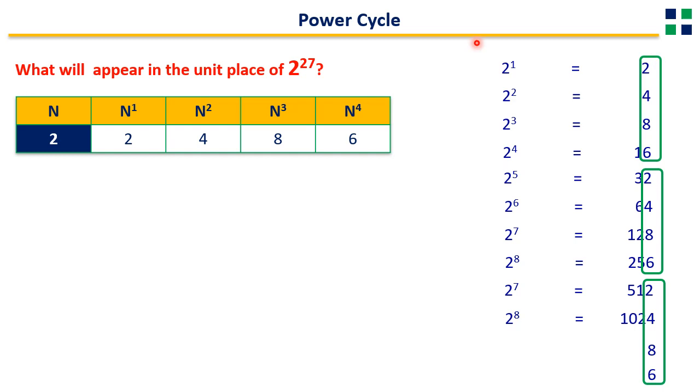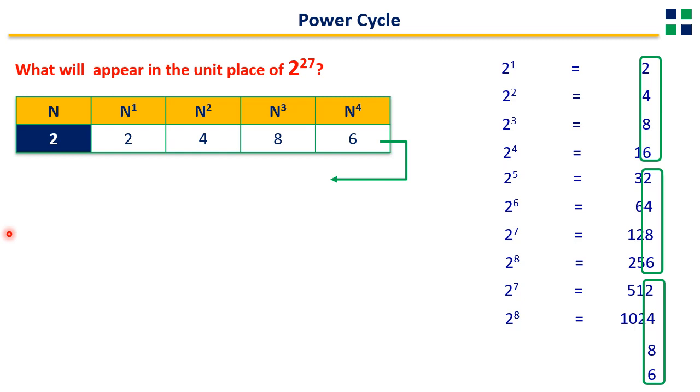So if I take the number n as 2, so n to the power of 1, n square, n cube, and n to the power of 4, what will appear in the unit place is 2, 4, 8, 6. And after 6, again the cycle repeats and 2 will appear in the unit place. This is how it continues.